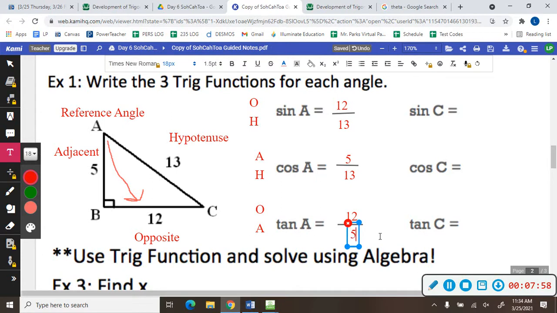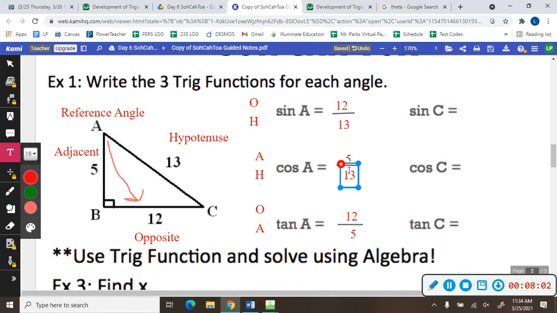Divided by 5. So the first step is setting up your ratio and your proportion, because then you can find that actual angle. And I'll show you how to find the angle. We can actually find if this is 30 degrees, 32 degrees by setting up the ratio. So what I want you to do is find the sine of C, cosine of C, and tan of C. But before you do that, we need to change the reference angle.